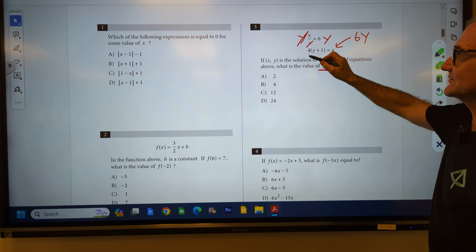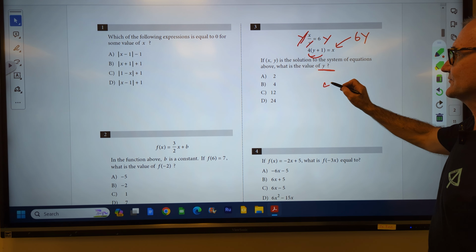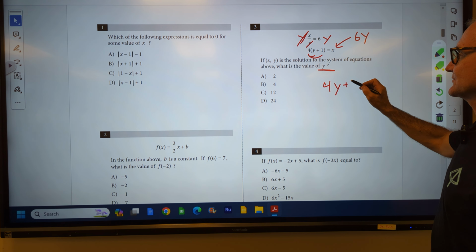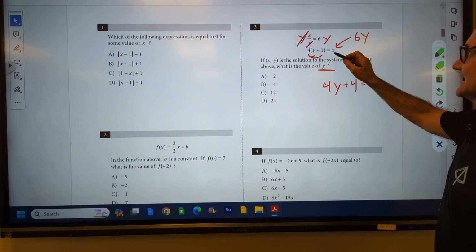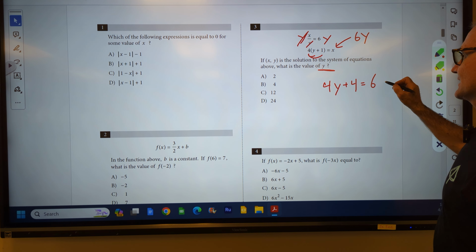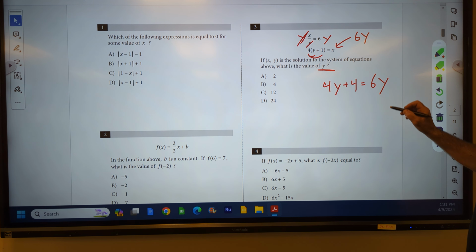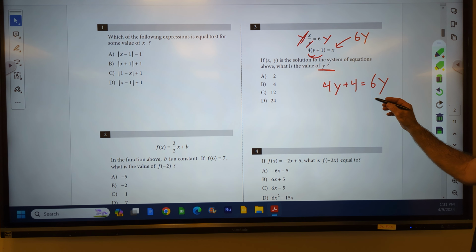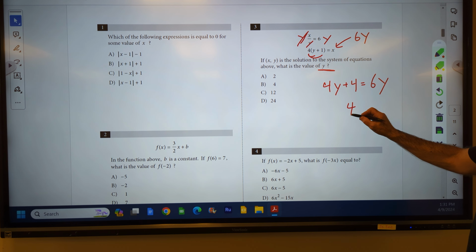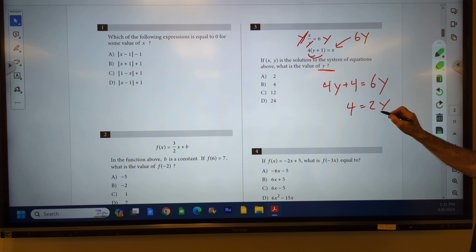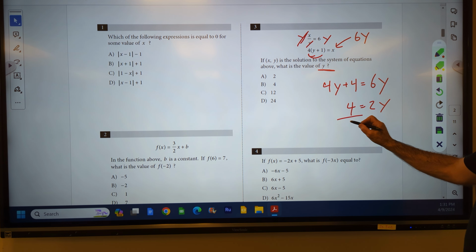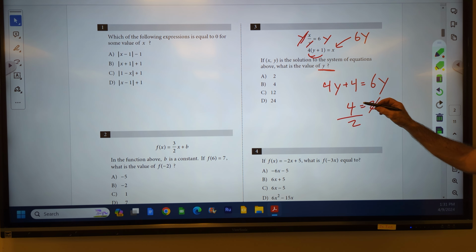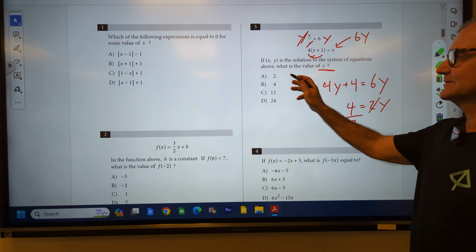I'm going to distribute that 4 through the quantity to get 4y plus 4 is equal to x, and x is equal to 6y. Solving for y, I'm going to subtract 4y from both sides, giving me 4 is equal to 2y. Divide both sides by 2, and y is equal to 4 over 2, 2.